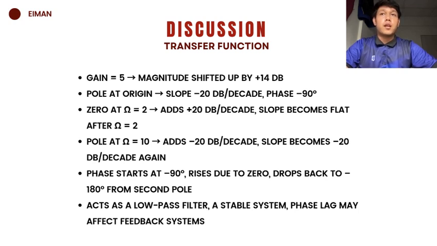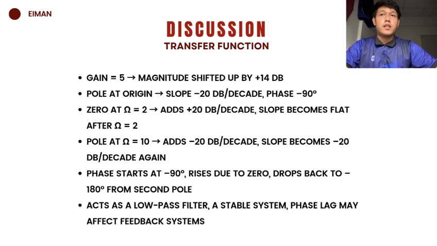This causes the magnitude to start decreasing immediately at the low frequencies. It also gives a constant phase of negative 90 degrees. Then, at omega 2, the zero begins to act and adds 20 decibels per decade, which cancels out the slope, so the graph becomes flat after this point. At omega 10, the second pole takes effect. It adds another negative 20 dB per decade, making the magnitude decrease again beyond omega 10.